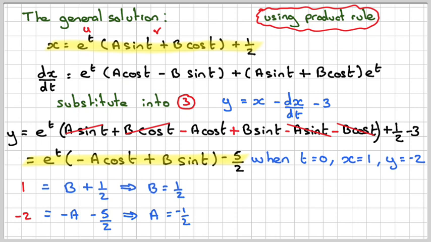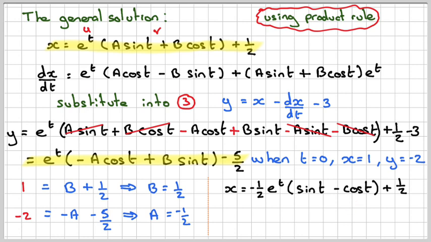Right, now substituting back into these two things and doing a little bit of factorization as well. So x will be minus a half e to the t, sine t minus cos t, plus a half. If you take that minus half in, it will give me that a is minus a half, and that will give me that b is plus a half here.